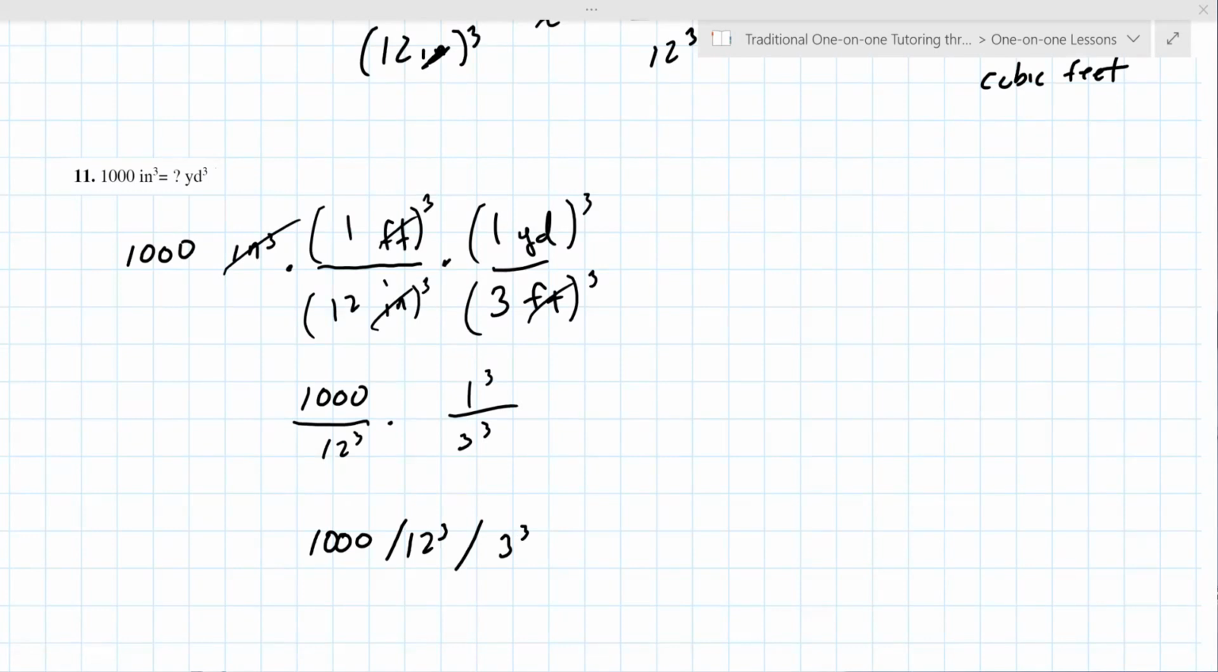We got 1,000 over 12 cubed over 3 cubed, and I get 0.0214 yards cubed. 214 or 212? I get 214. 1,000 over 12 cubed over 3 cubed. Yeah.